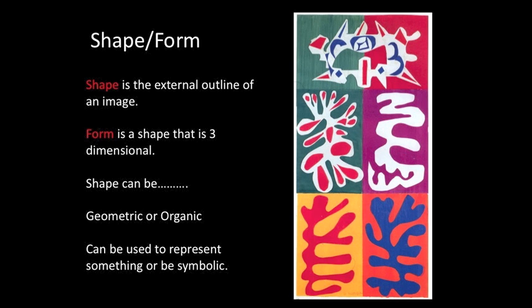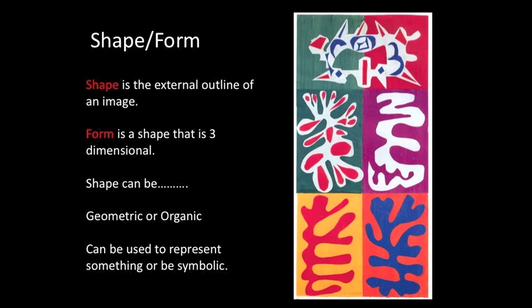The second element of art is shape or form. Shape is the flat external outline of an image. Form is the three-dimensional version. Shape can be either geometric, or shapes that have names, like circles, squares, triangles, or they can be organic, like the shapes to the right. Shapes can also be used to represent something or be symbolic.